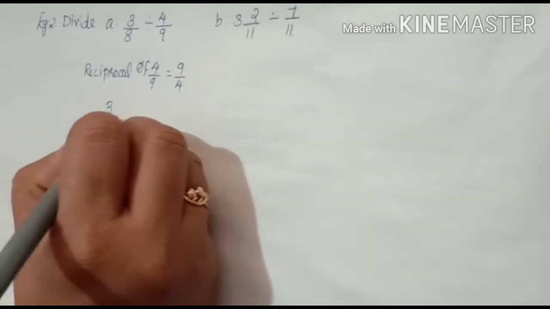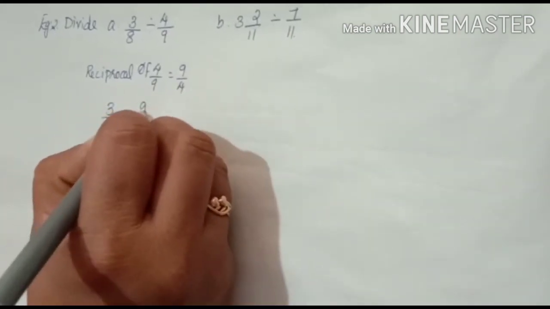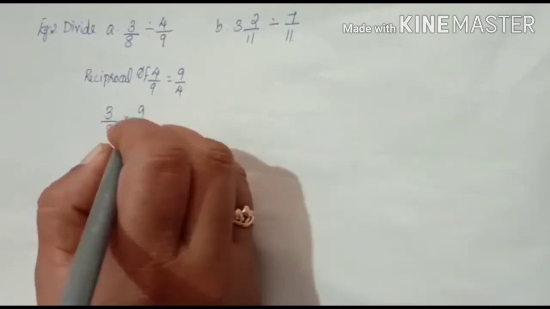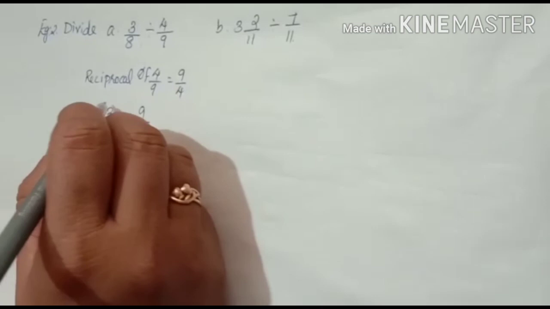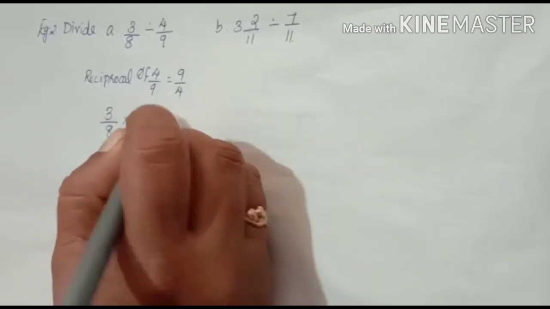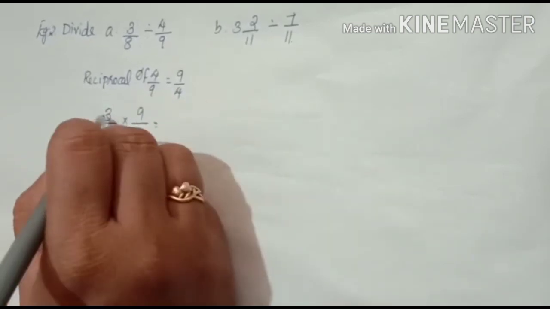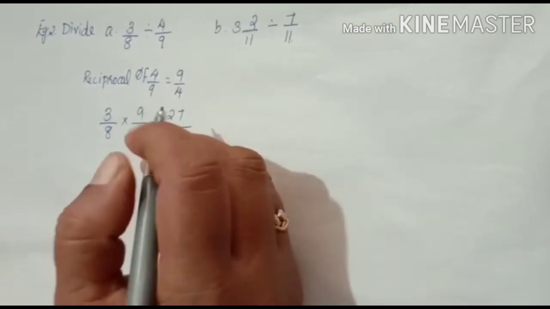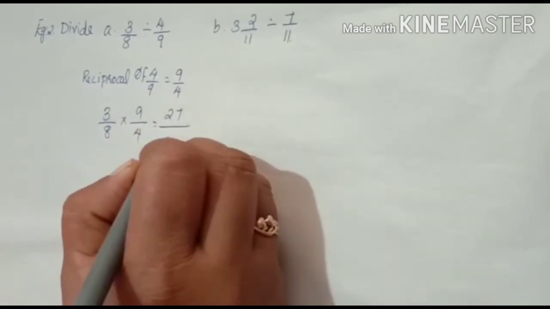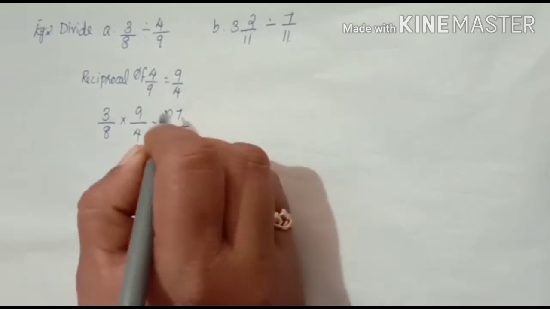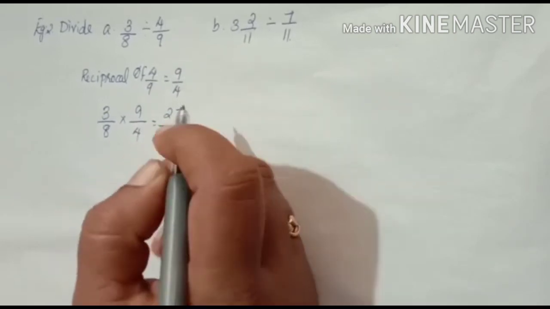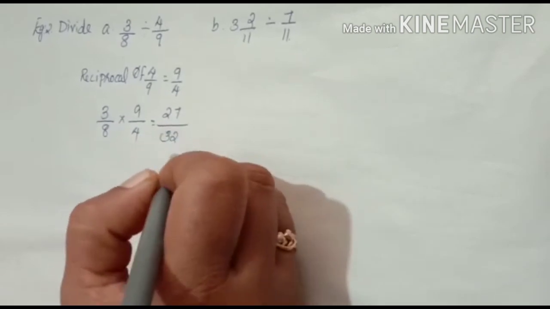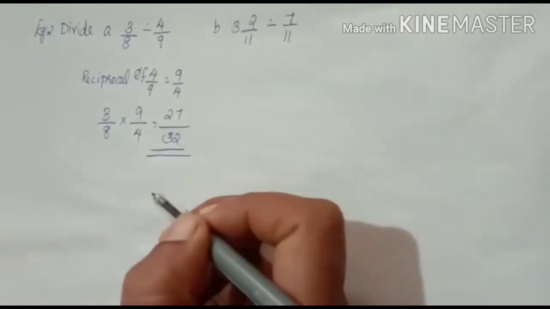3 by 8 into 9 by 4. We cannot cut, so we can multiply directly. So 9 3's are 27 by 8 4's are 32. There is no common factor between 27 and 32. So this is the answer.